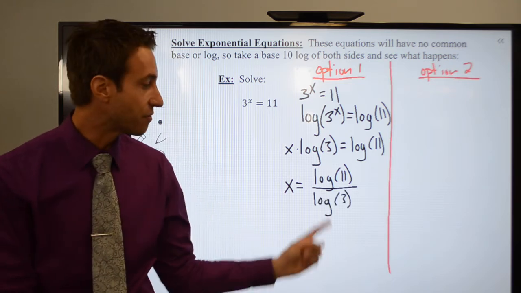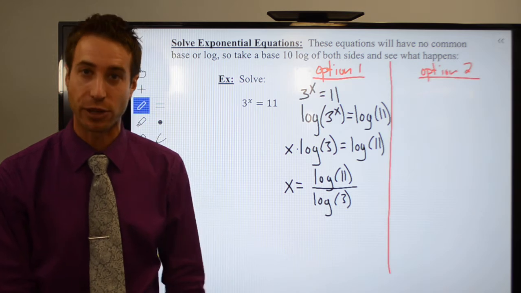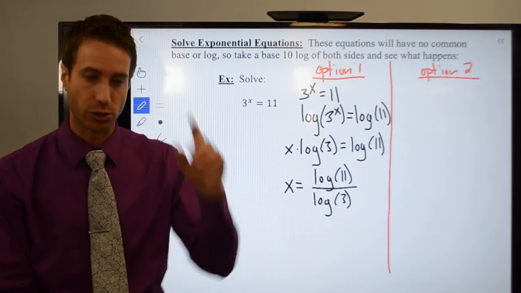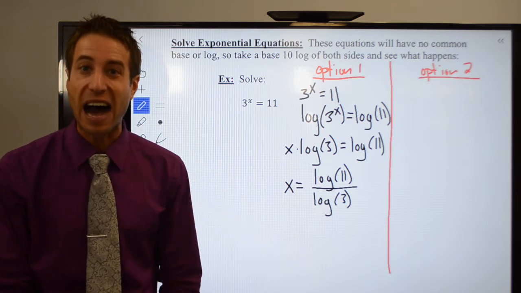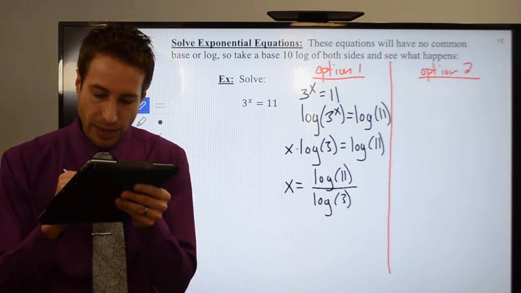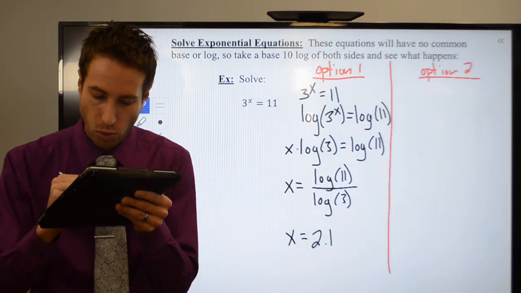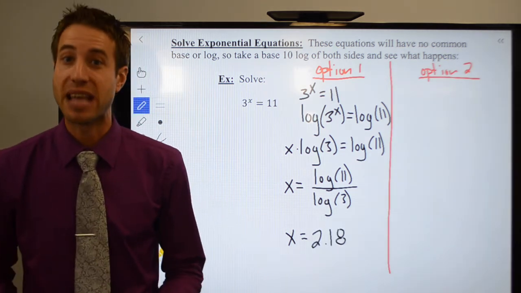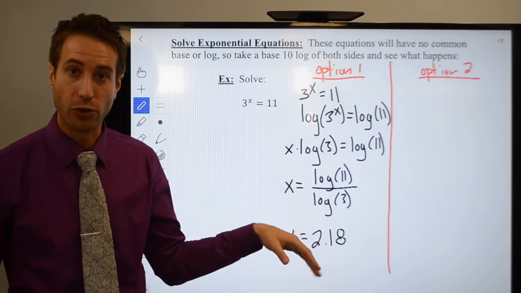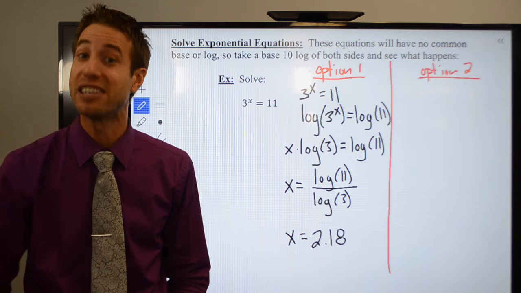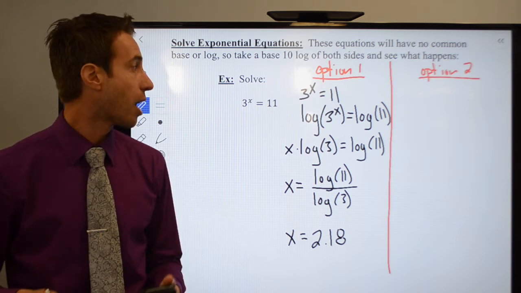And again, remember, this is very easy to do on any calculator because every calculator is going to come with a common logarithm button. So you just do log of 11 divided by log of 3, and you'll get x is equal to, I got a calculator here, 2.18. Now, that's using common logarithms, which I'll do for all of the example problems, but I do want to quickly show you, you do have another option, and here's your other option.